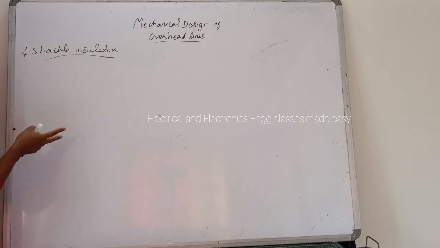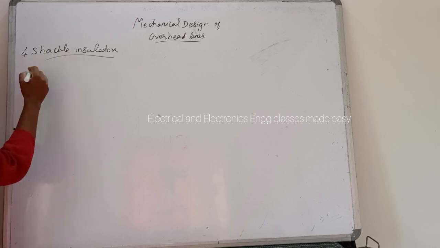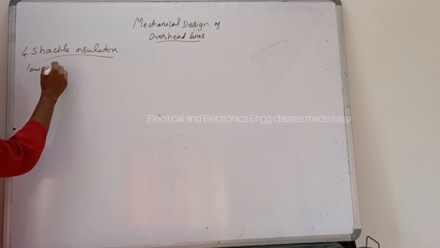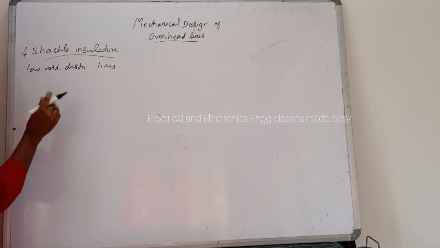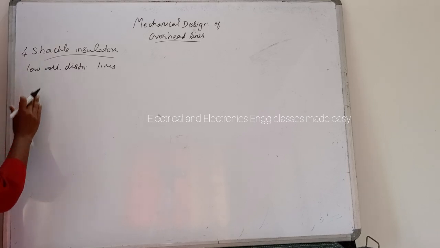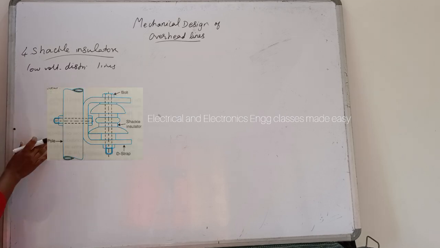So in early days, the shackle insulators were used as strain insulators, but nowadays they are frequently used for low voltage distribution lines. Such insulators can be used either in horizontal position or in a vertical position, and they can be directly fixed to the pole with a bolt or to the cross arm.